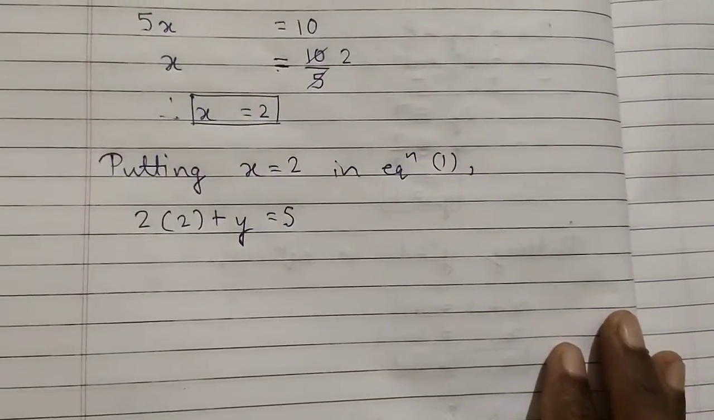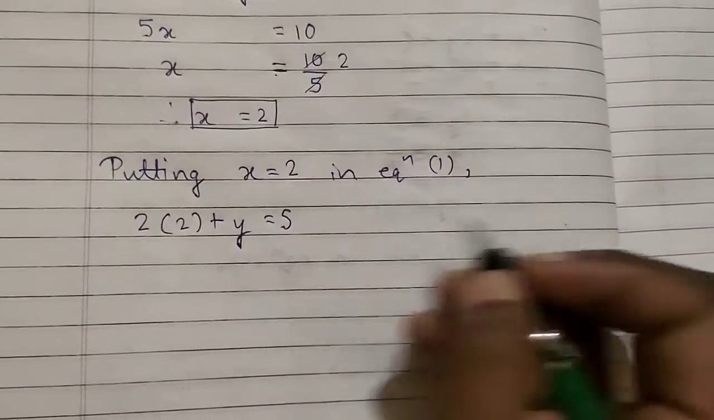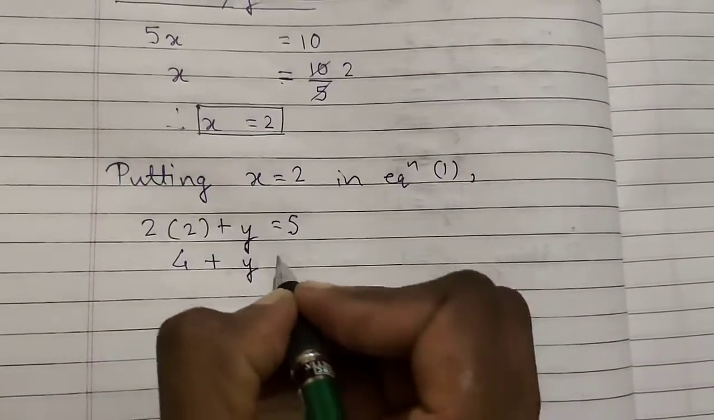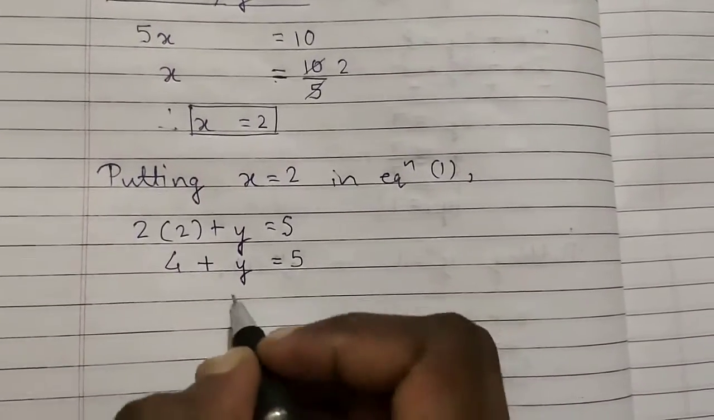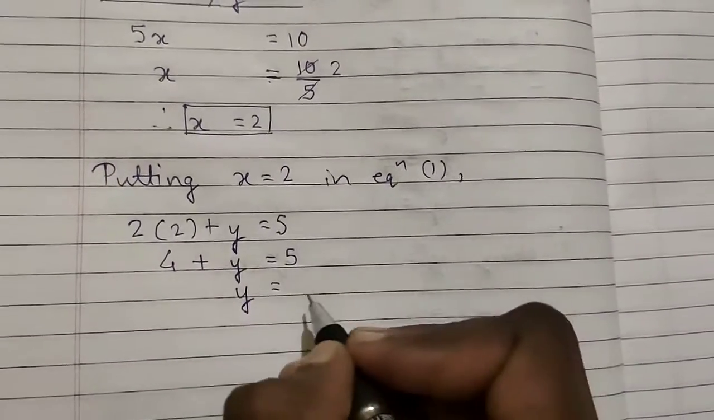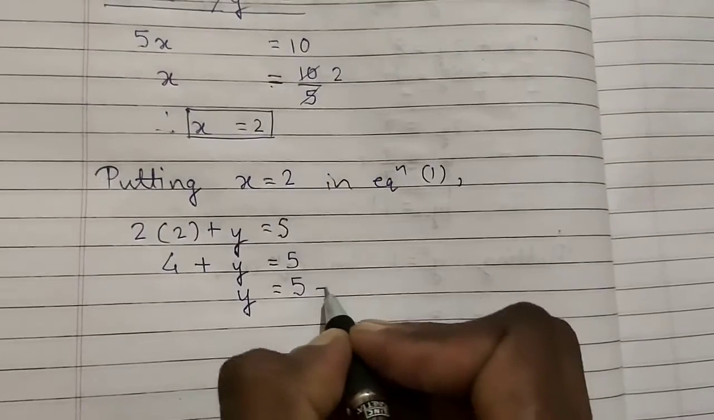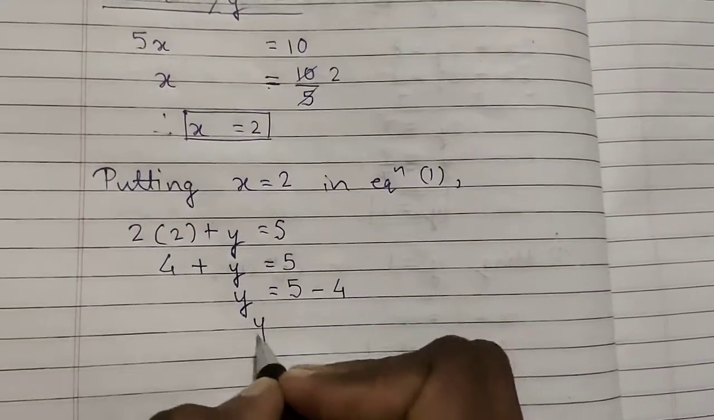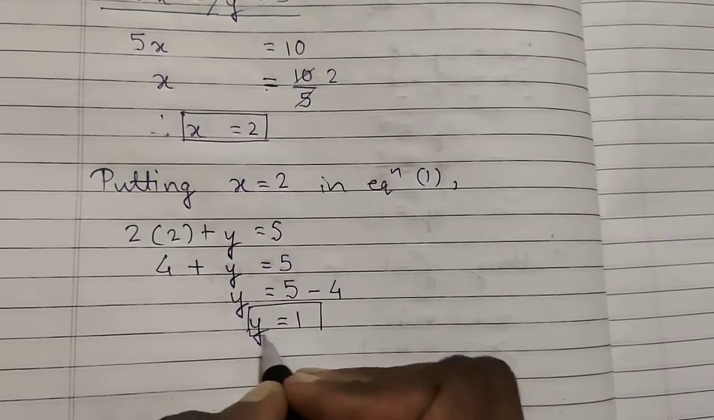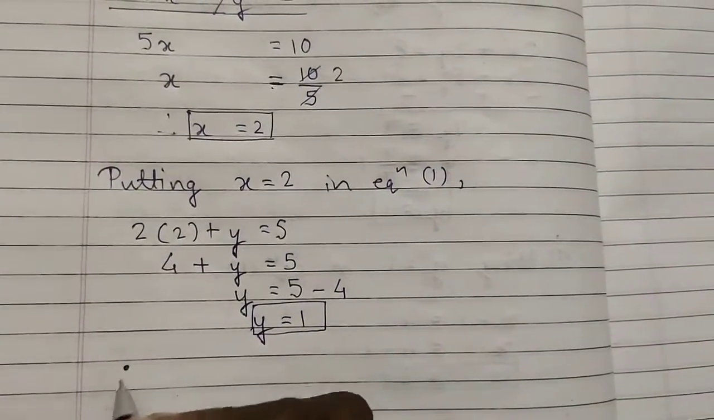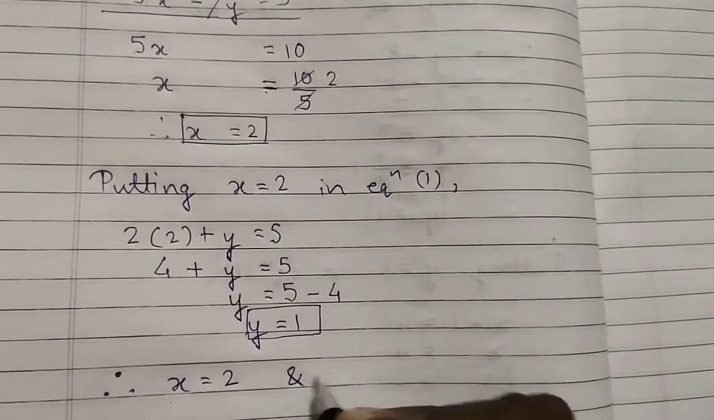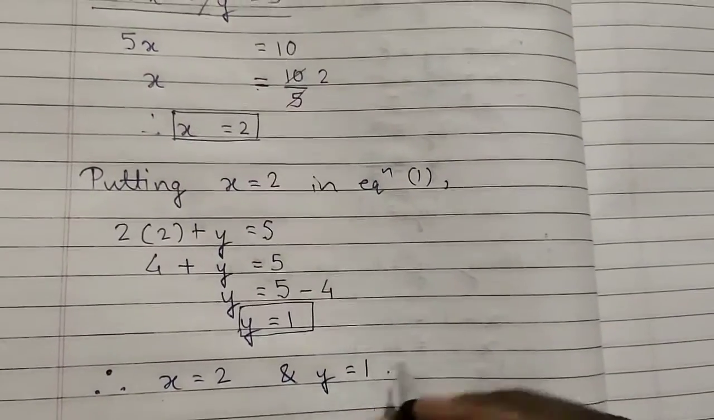So the next step is to simplify this. Now 2 2s give you 4, so this becomes 4 plus y equals 5. Now you have to transfer this 4 to the right hand side so that it becomes 5 minus 4. Now you know 5 minus 4 gives you 1, so here you get y value 1. Therefore we have the answer x equal to 2 and y equal to 1.